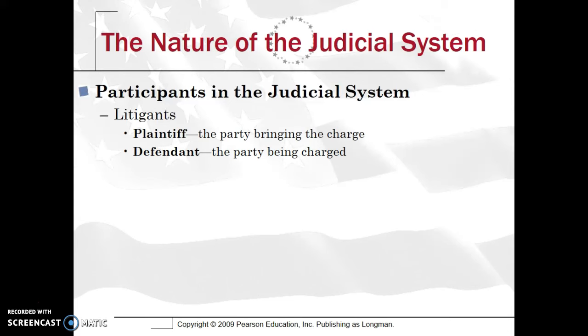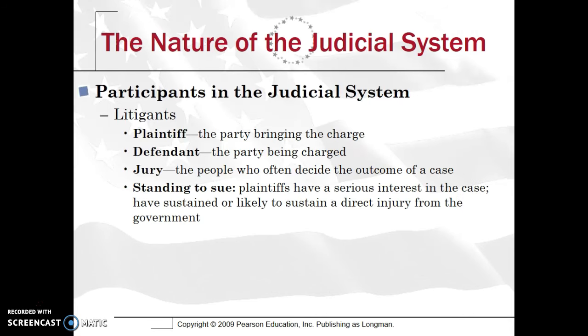All right, so some of the major participants in the judicial system, and of course this is just an overview should it appear on your AP Gov exam. So of course you have your plaintiff, that is the person bringing the charge, and again this would be in civil court. The defendant, that's the party being charged, that could be either in civil court or criminal court. And you have a jury, the people who are of course going to decide the outcome of the case, and you have a jury both in criminal and civil court.